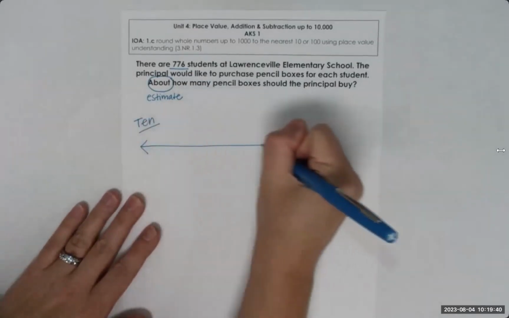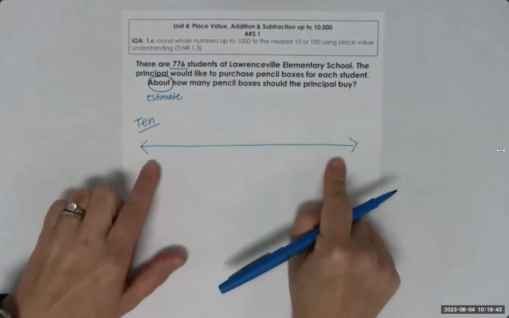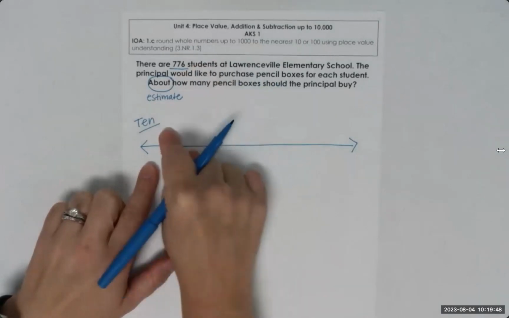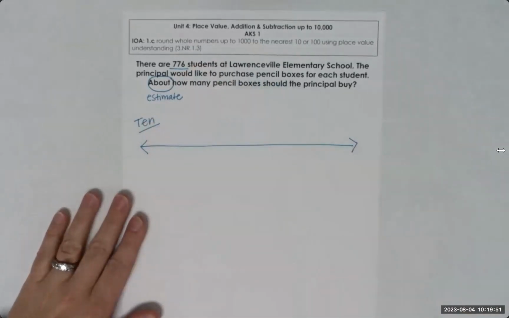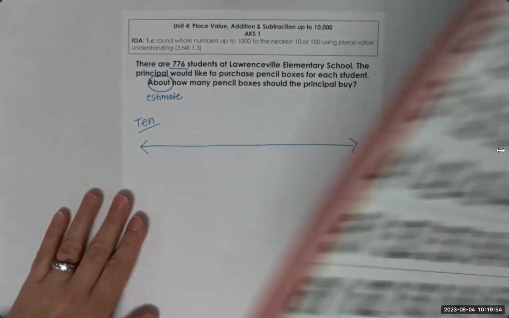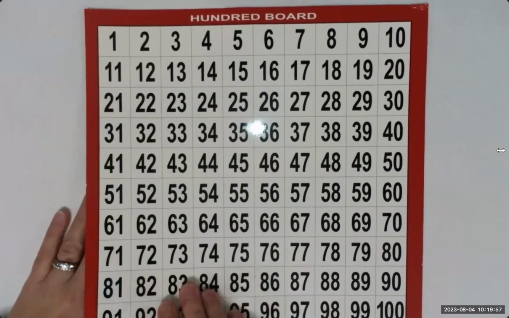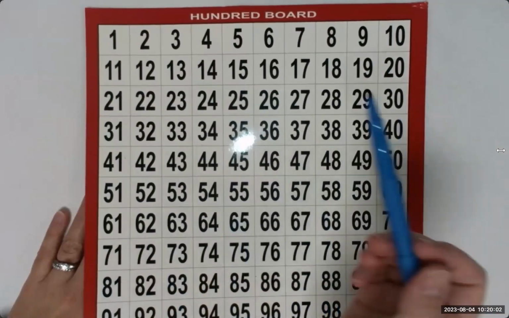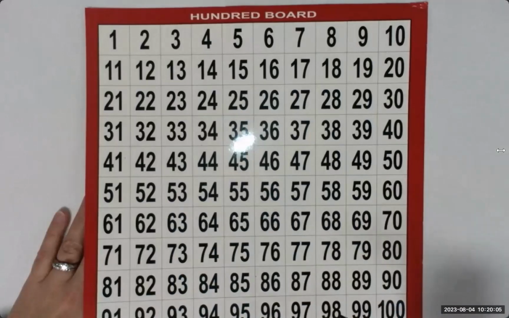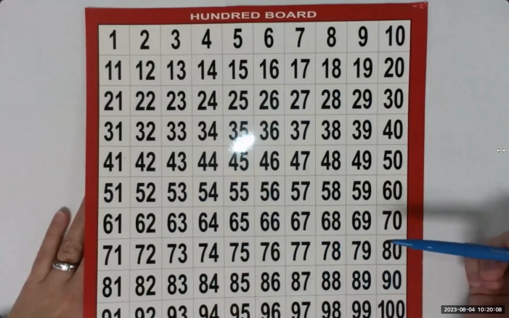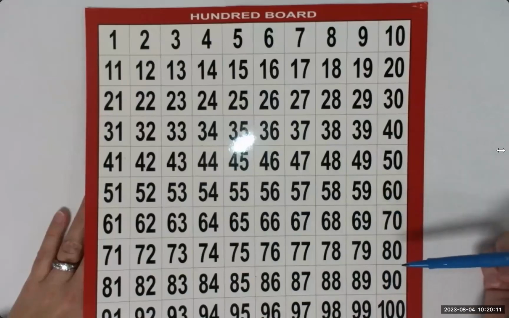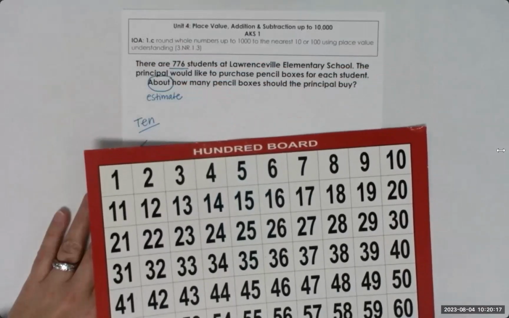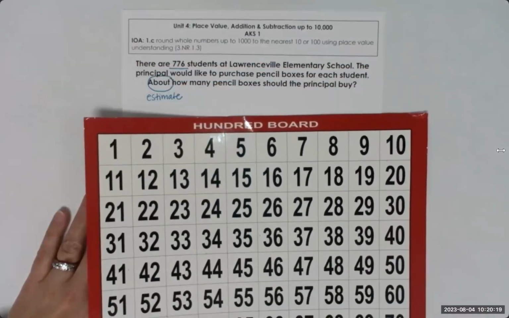I'm going to draw my number line to help me figure out an estimate for my total, 776 students, rounded to the nearest 10. Now, when I do this, in this case, the 100 board may not help me in the sense that this number board only goes up to 100, right? So this might help when you're working with numbers less than 100. Okay, but it could help you if you need to see some things about the tens place, right? So remember, our number was 776. If I'm going to round this to the nearest 10, the problem didn't tell me to round to the nearest 10, but I know I can.